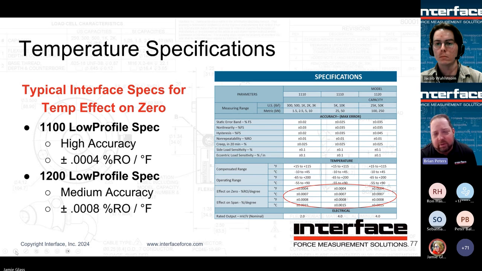Even our 1200 series load cell, with 0.0008, again, if it's a 10K load cell, you're talking about an 8-pound error across a 100-degree temperature change. So you really don't need to worry about temperature error when it comes to an Interface low profile. Why does that matter? Well, oftentimes if it's used somewhere outdoors, especially if you've got the sun working across a test stand, that can make a big difference from early morning to evening or to the middle of the day. But again, with an Interface load cell, we're able to control not only the gauge, but the bridge behavior at such a level that it almost pulls that error out completely.